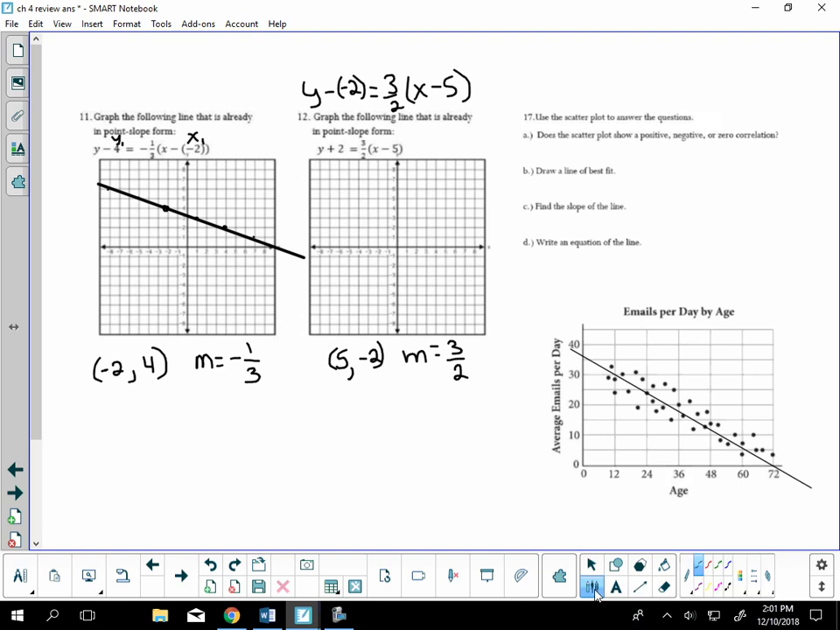Let's go ahead and do the second one over here. On this one, you notice you have y plus 2, and it's whatever's being subtracted from the y. So you think of that as actually y minus -2. So my y-coordinate is -2. My x-coordinate is 5. So let's go ahead and plot 5, -2.